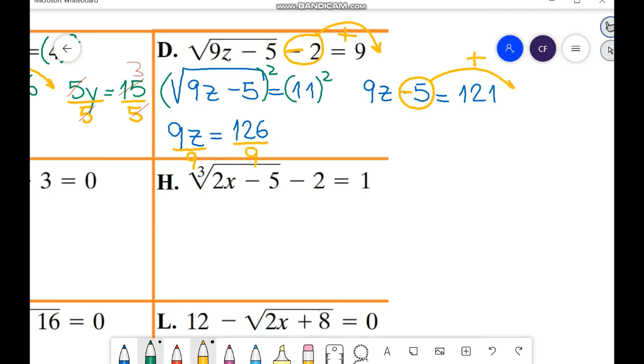Now divide both sides by 9, because I have 9z and you just want to find z. Z equals 126 divided by 9, which is 14. 14 is the right answer.